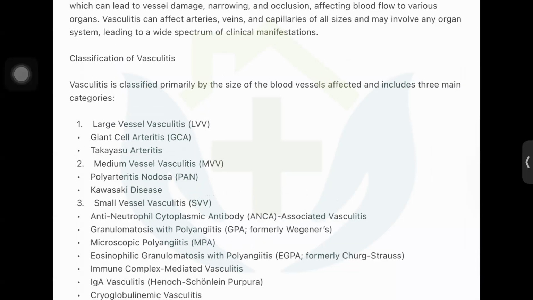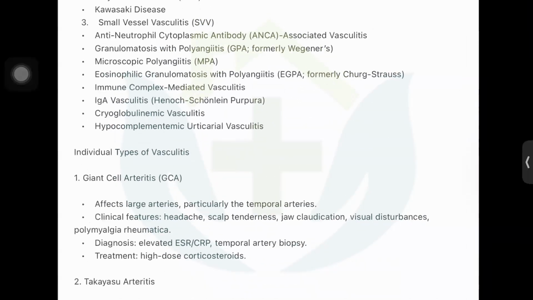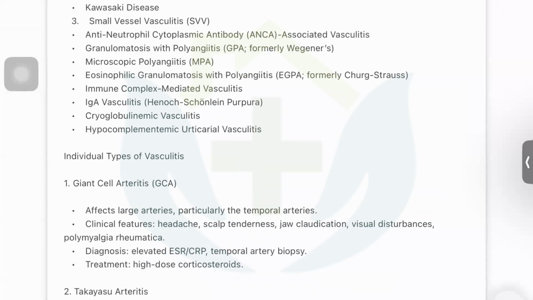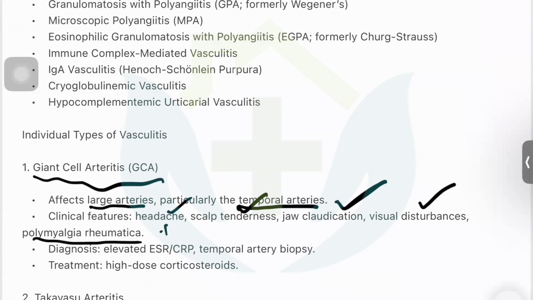All right. So just for a fast revision so that we can eventually read the questions. Giant cell arteritis affects the large arteries, particularly temporal. Headache, scalp tenderness, jaw claudication, visual disturbance, polymyalgia rheumatica association, and HLA-DR4.